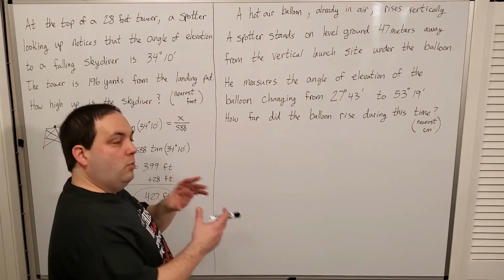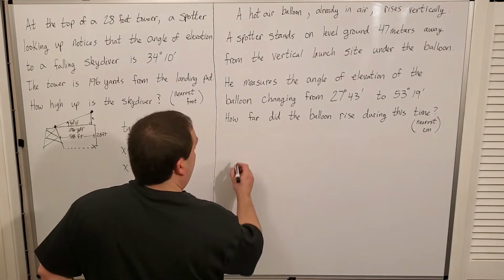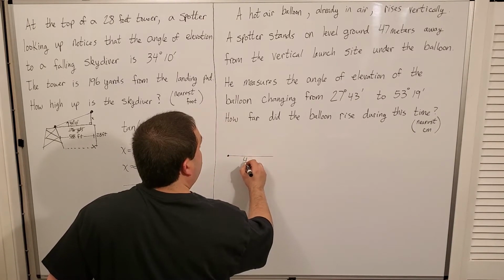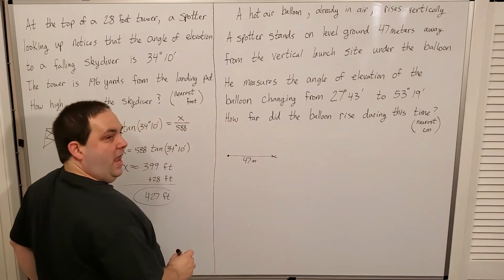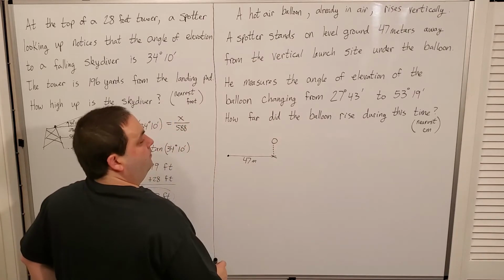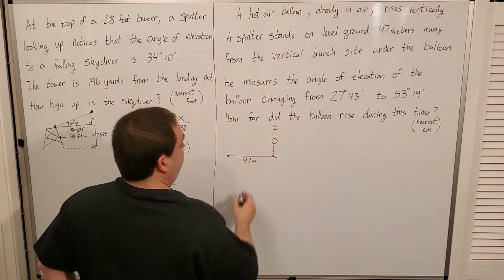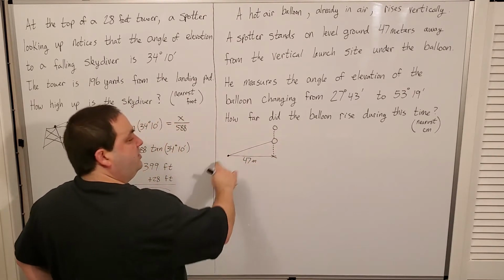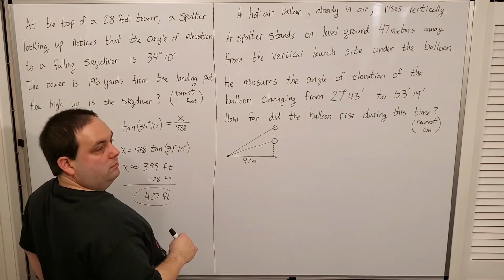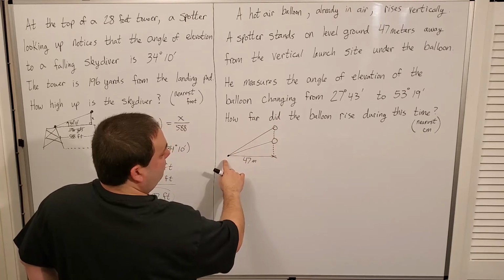So we have this situation where we have the difference between two triangles that are nested into each other. In other words, I've got the spotter on the ground, and he is 47 meters away from a launch pad that goes straight up to our balloon. But then the balloon also chooses to rise up a little bit more. So he sees it the first time at one angle, and then he sees it a second time at another angle. Notice I've got the small right triangle here, and the larger right triangle here.